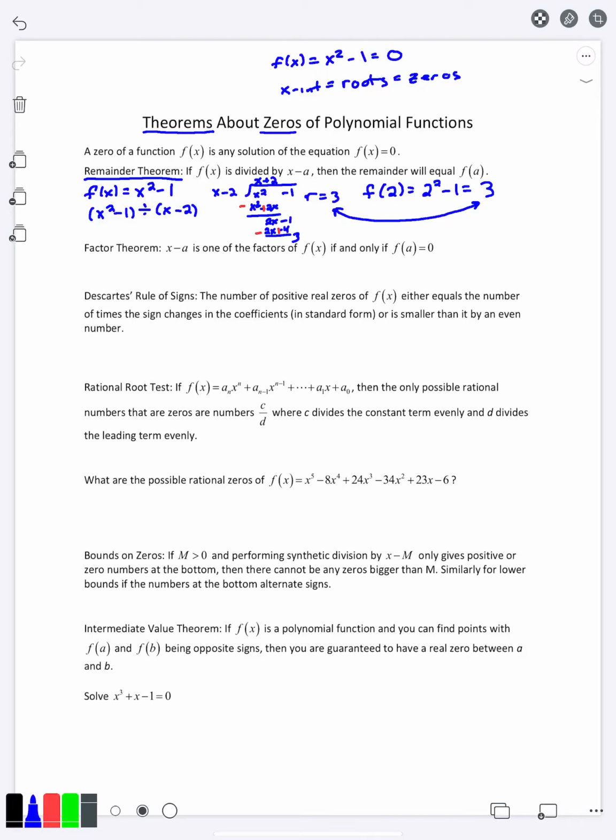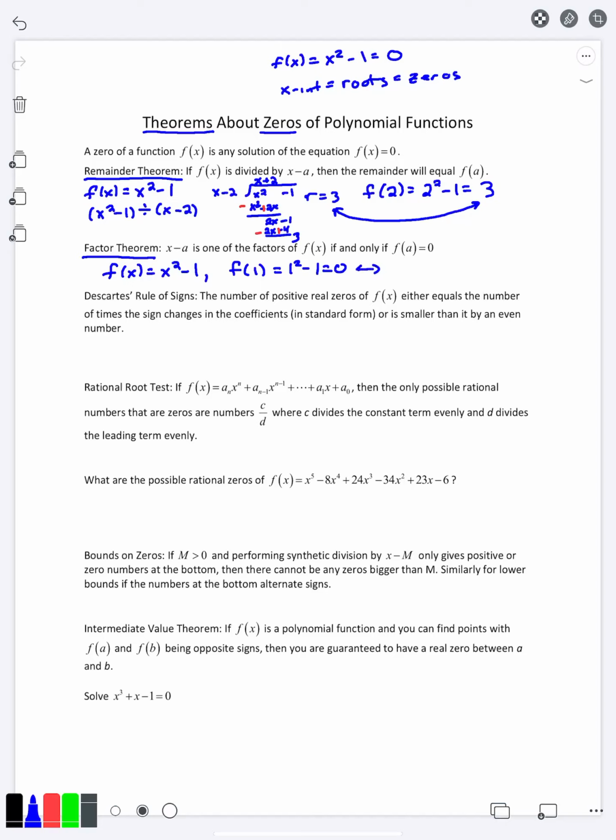The next theorem is a very closely related one. It's called the Factor Theorem. It says that x minus a is one of the factors if and only if you plug in that number and you get 0. So for example, again, f of x is x squared minus 1. If you check very quickly and you plug in 1, you get 0.